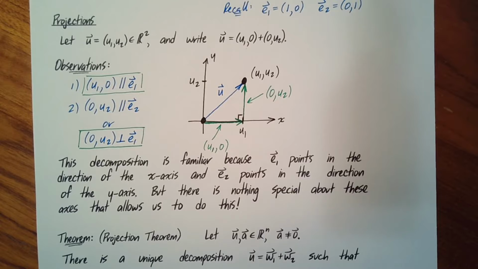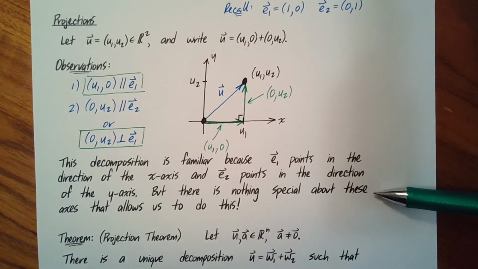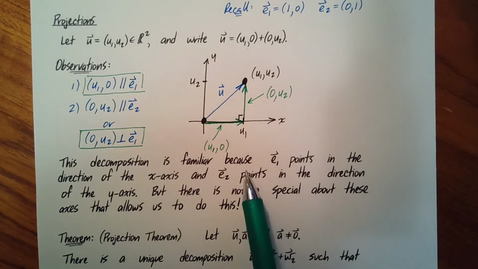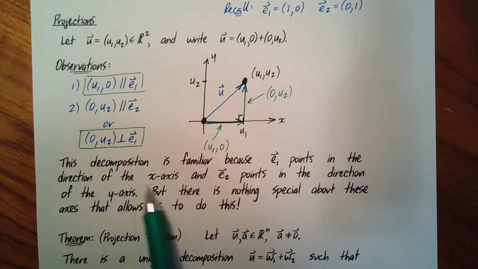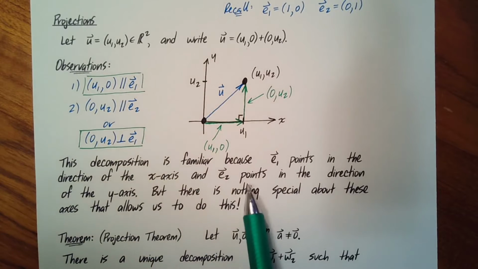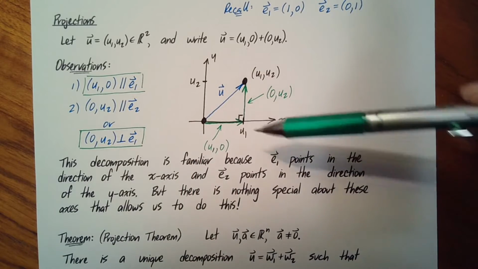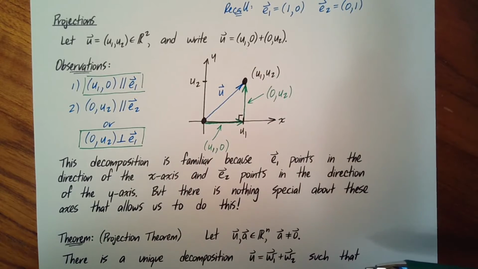I'll clarify exactly what I mean by that once we move down and actually state the projection theorem. But let's read through these two sentences down here carefully. So this decomposition is familiar because e1 points in the direction of the x-axis and e2 points in the direction of the y-axis. And by familiar, I mean that we're just breaking up the vector u into its x component and its y component. There's nothing magical about that.